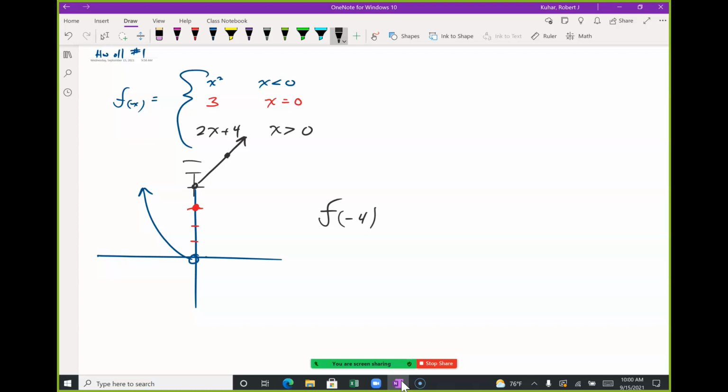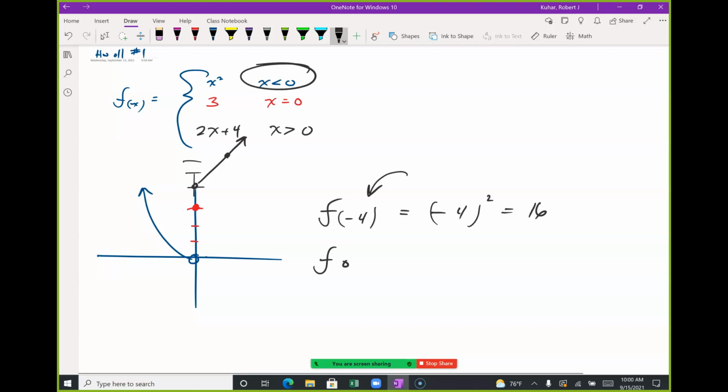So the question is, which machine do I use? Which piece do I use? The first piece, the second piece, or the third piece? First piece. I'm looking at the domain inside and matching up with my domain piece. So of course I get -4 quantity squared, which is 16. It's that simple.